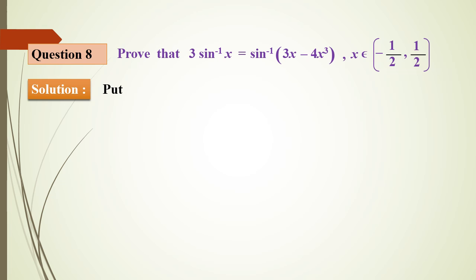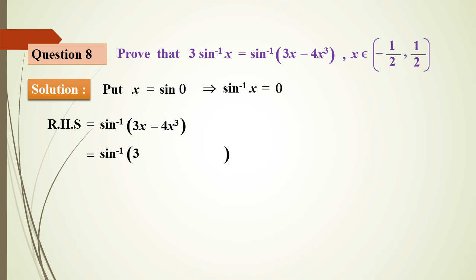So you put right now x equal to sine theta, theta equal to sine inverse x. Okay, next you consider RHS. Sine inverse of 3x minus 4x cube, this is equal to sine inverse of 3 sine theta minus 4 sine cube theta, it can be written as sine inverse of sine 3 theta. See, after looking the term 3x minus 4x cube, we should come to know that after substituting the trigonometric functions, it will be the expansion of sine 3 theta.